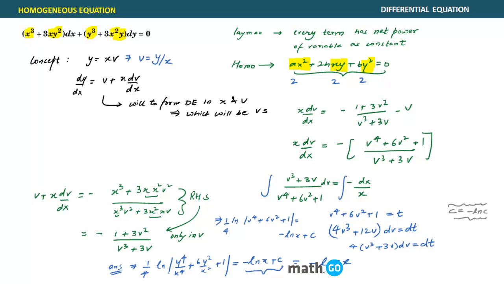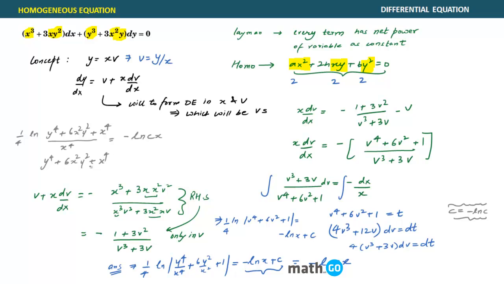So what we will get over here is, now we have 1 by 4 ln, and I'll take the LCM here. So it will be y^4 plus 6 x square y square plus x raised to power 4 divided by x raised to power 4. And this will be what? Minus ln, and we can say this c can be written as ln cx, right? And this 4 can be sent here. So this can be completely written as something of this sort also.